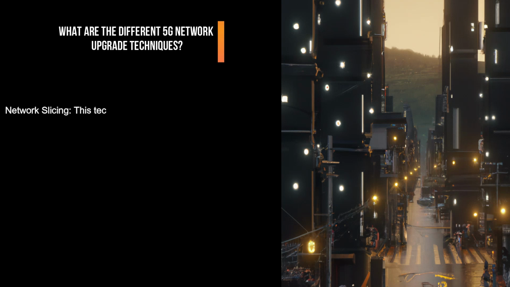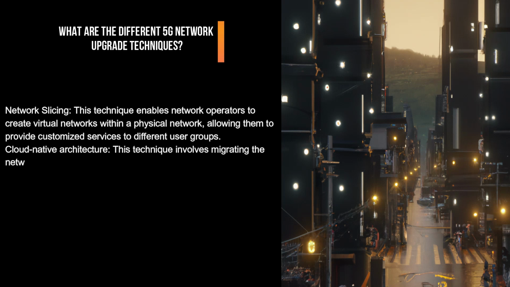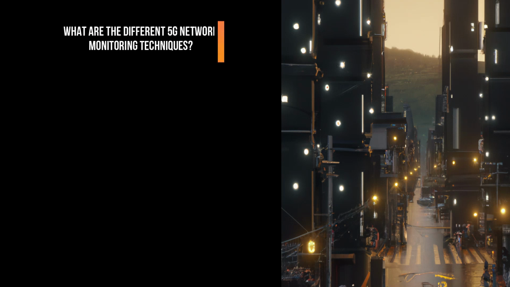Network slicing. This technique enables network operators to create virtual networks within a physical network, allowing them to provide customized services to different user groups. Cloud-native architecture. This technique involves migrating the network to a cloud-native architecture, which enables network operators to automate network management and scaling, resulting in better network performance. What are the different 5G network monitoring techniques?